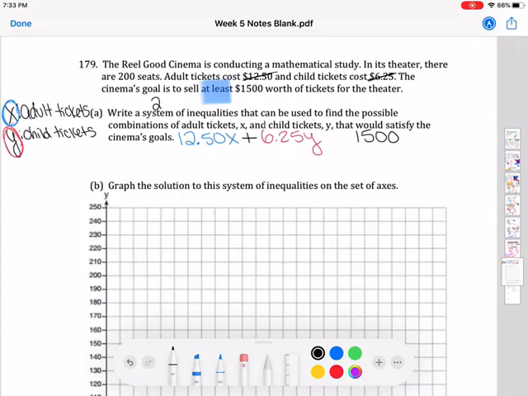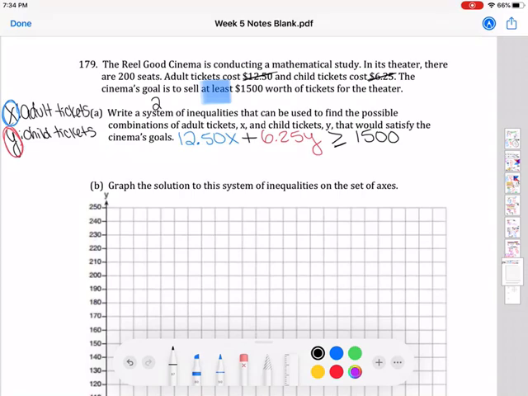Okay, so if we're thinking about at least, meaning $1,500 or more, that means we want the amount of money we make in tickets to be greater than or less than $1,500. What symbol should go here as an inequality? I know it's tough with the wording. It's going to be a greater than or equal to.